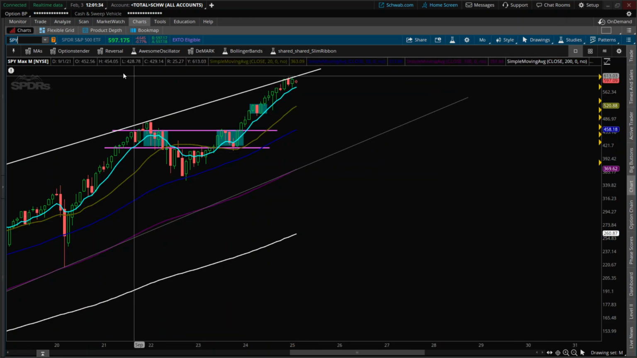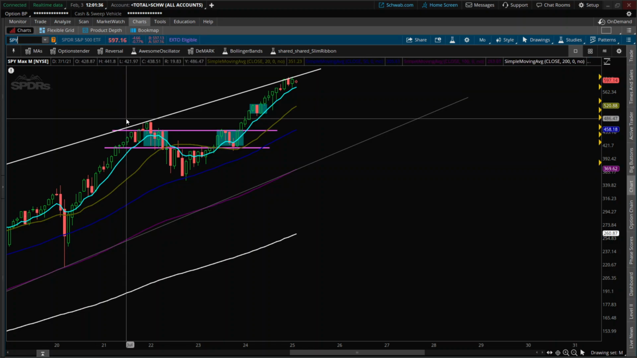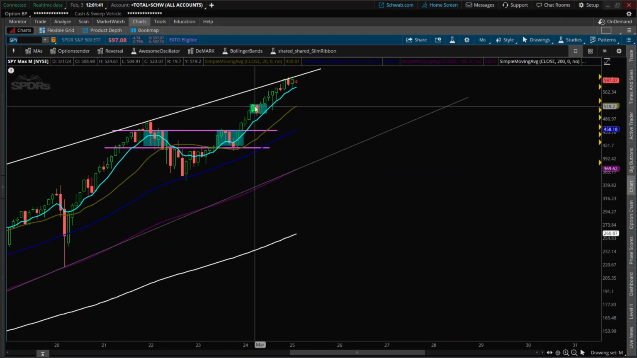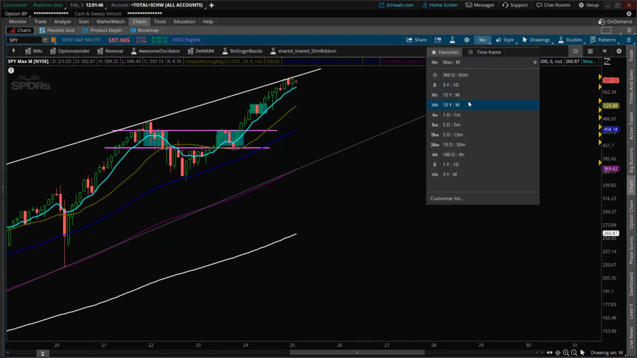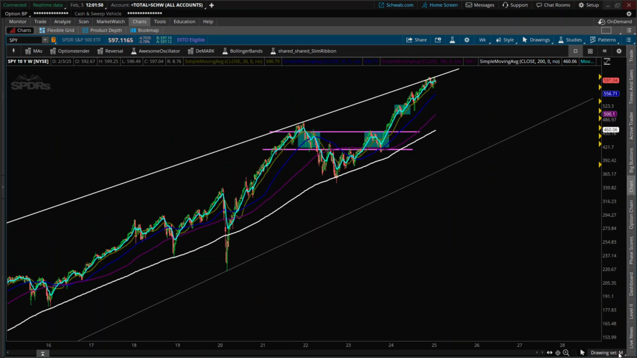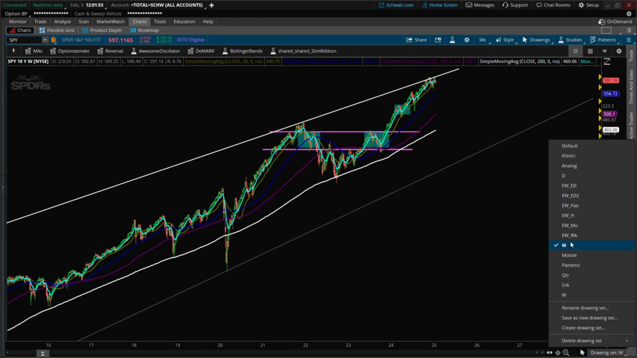Now there's negative divergence on the MACD and the RSI and all these things on multiple time frames on the QQQ and SPY. So we're not going to go through all those. We do have the big picture video that I'll link above and at the end of the video. So let's go to the weekly time frame.